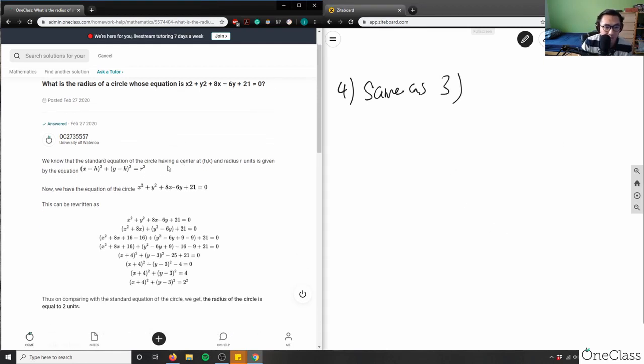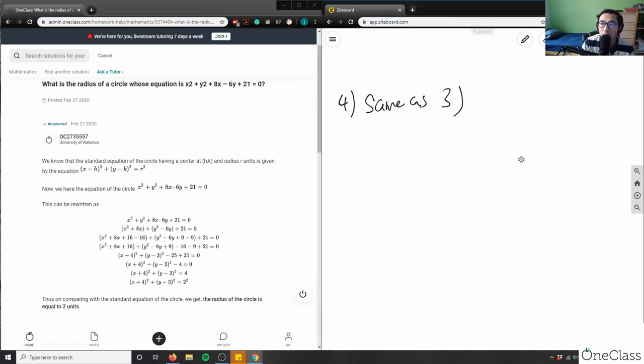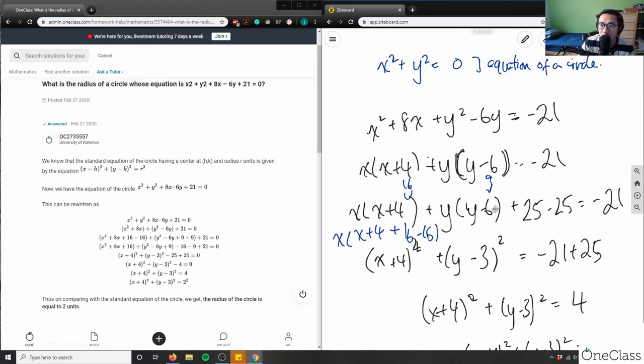We know that the standard equation of a circle with center (h, k) is (x minus h) squared plus (y minus k) squared. That's good. I have this. So what they're doing is, this is great because here they're completing the square, x squared plus 8x, and then what they had, what was it, 8x? Did I write this down properly?